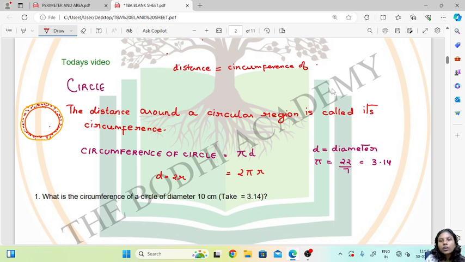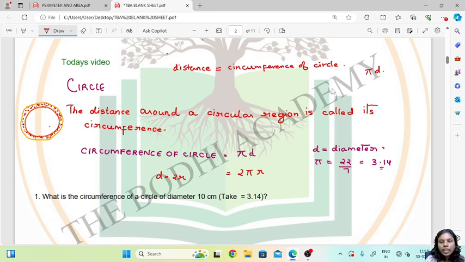of a circle. So in that case, the distance around a circular region is called its circumference. So this entire distance that is there in this region is known as the circumference. Now circumference of a circle is given by pi into d, where pi is the ratio, that is 22/7 or 3.14, and d is the diameter of the circle.